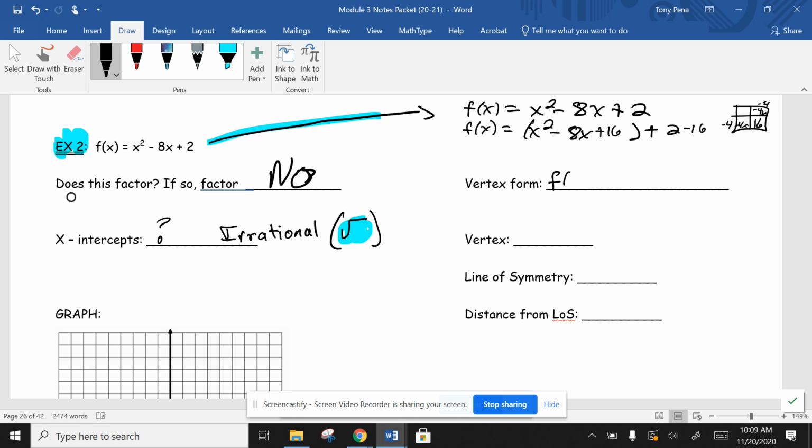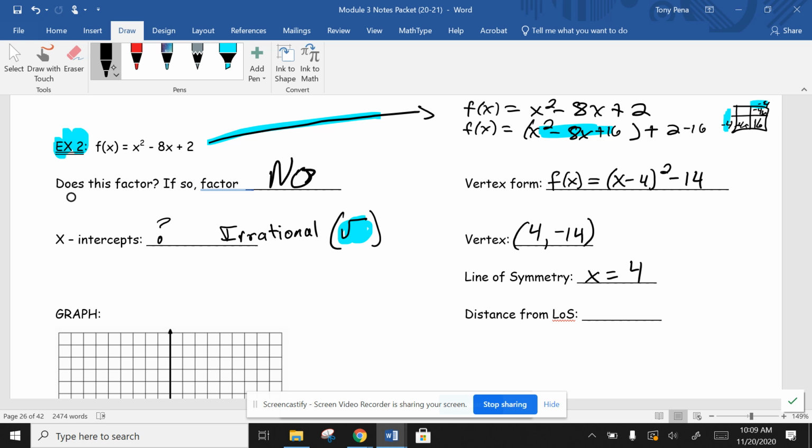So our vertex form should equal, when we have this here, we see that we had an x minus 4 on top and an x minus 4 on the side. So that's just x minus 4 squared. And then minus a 14 on the back. The nice thing about vertex form is we can look at that and know now our vertex is 4, negative 14. We can know that our line of symmetry is the vertical line x equals 4.